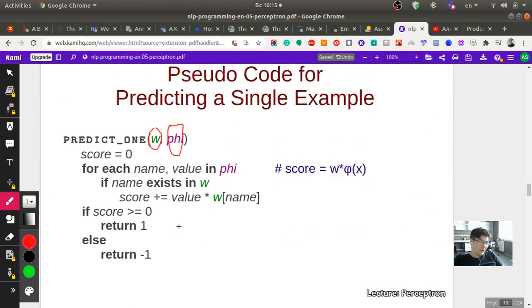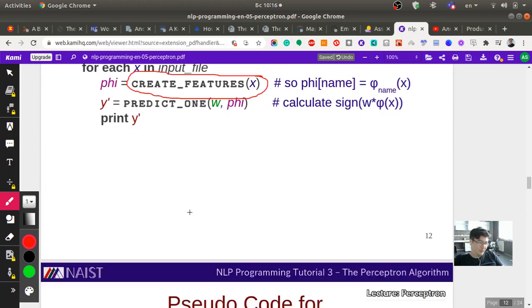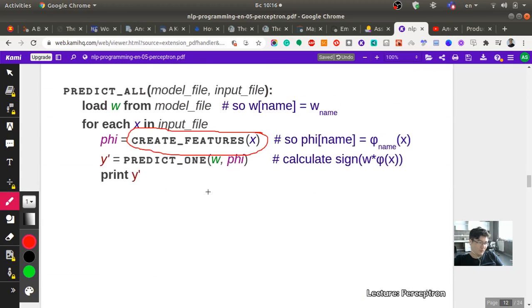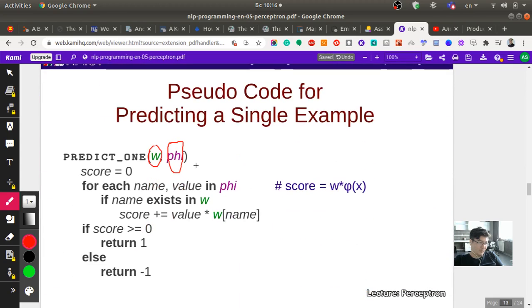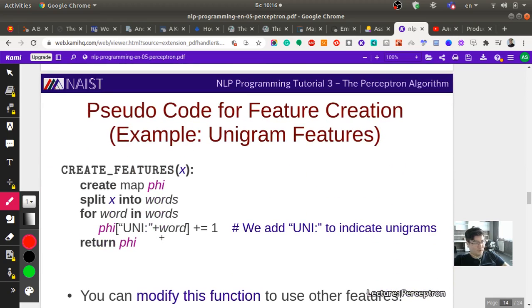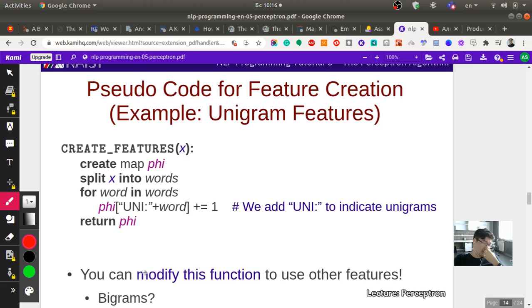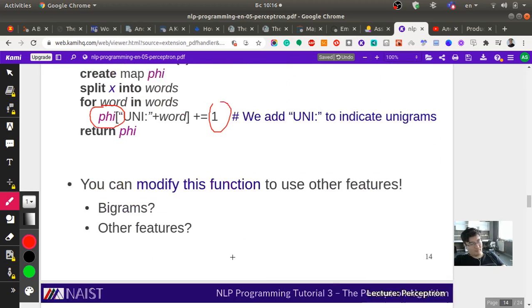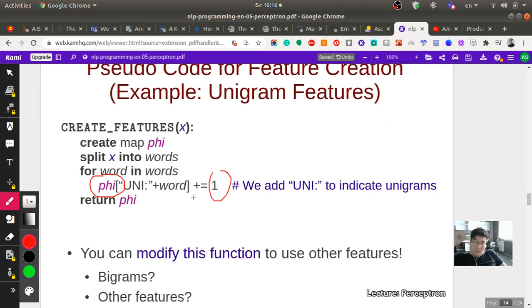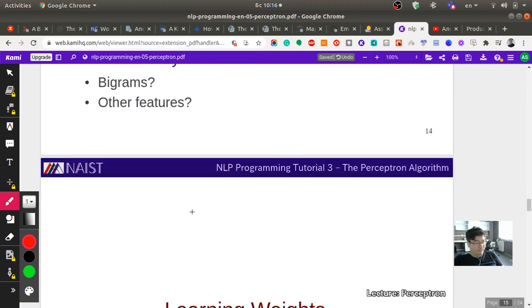For feature creation, predict1 was calculating the sum of these values, and this one is create features. So in create features you take each word, and in the array phi you add 1 if you find this word, and you modify its value.